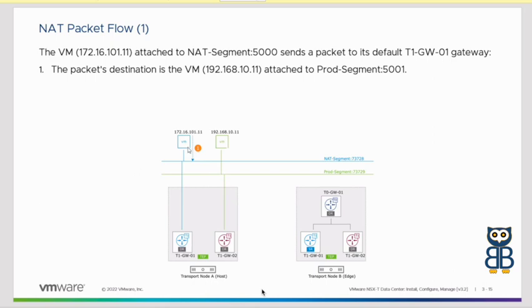So as usual, this tenant A VM sends a packet with a destination IP as 192.168.10.11, which is the other tenant VM actually. So now the packet reaches the tenant A segment. From there, the packet will reach the tenant A T1 DR within the hypervisor actually.